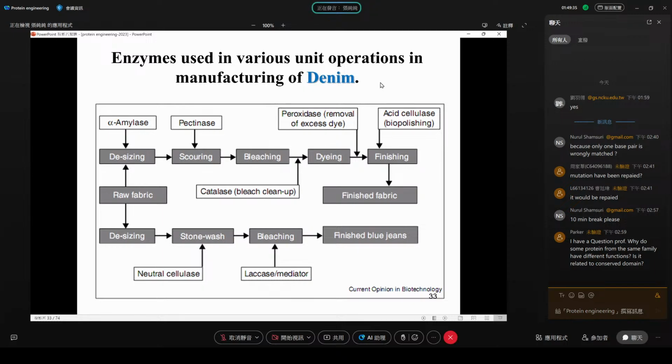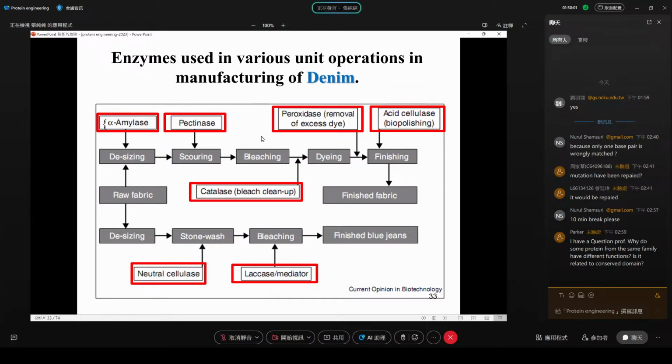You want fancy denim jeans to wear every day. Those denim jeans in the beginning were so expensive. They probably charge you $2,000 to $4,000 to give you beautiful stone wash denim jeans. Why do you need so much money for that? Because it will need amylase, pectinase, peroxidase, acid cellulase to make these jeans desizing, de-dyeing, bleaching, and eventually make them a little bit like old denim jeans.